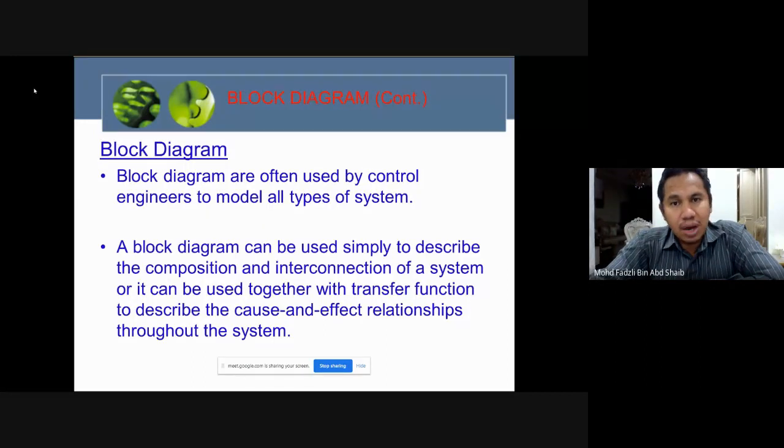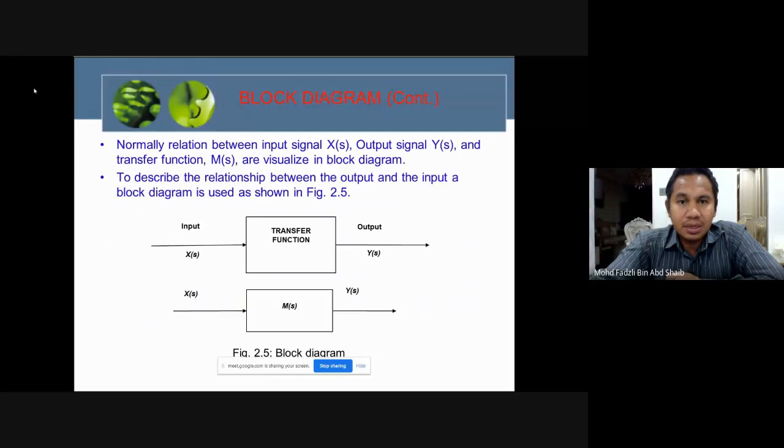Block diagrams are often used by control engineers to model all types of systems. They are described as composition and interconnection of a system, and can be used as a cause and effect relationship throughout the system. We have input X(s), the transfer function in the middle, and the output is Y(s). This is the visualization of the block diagram.